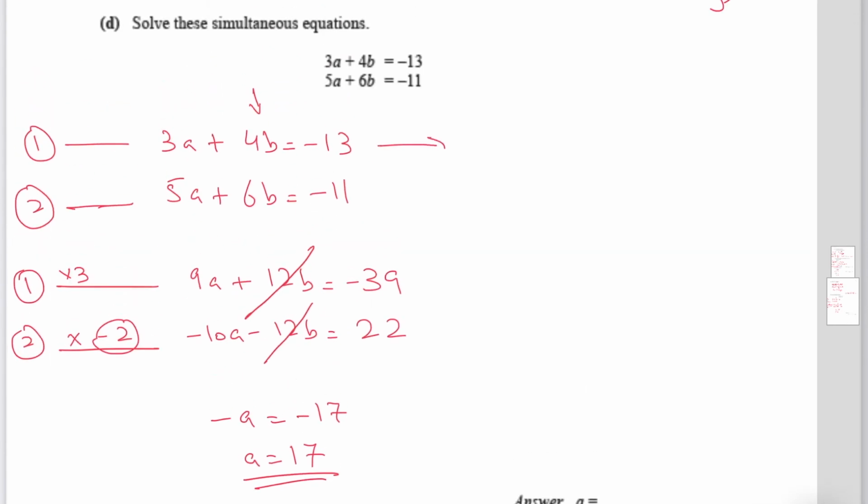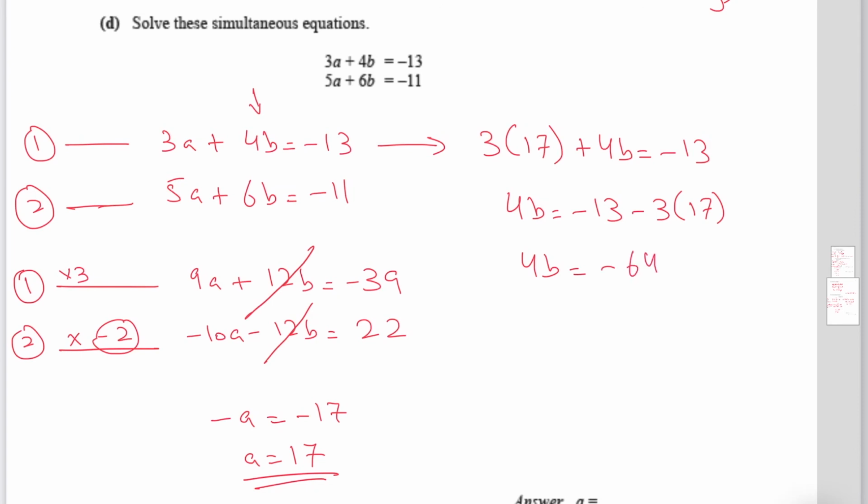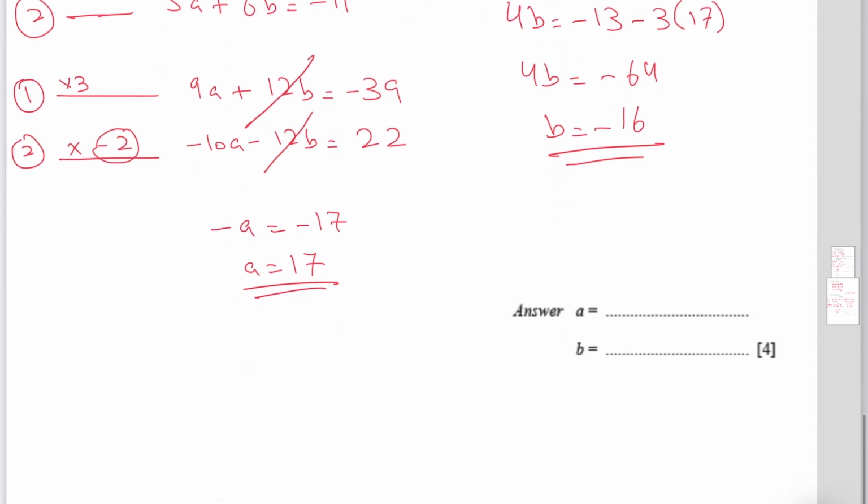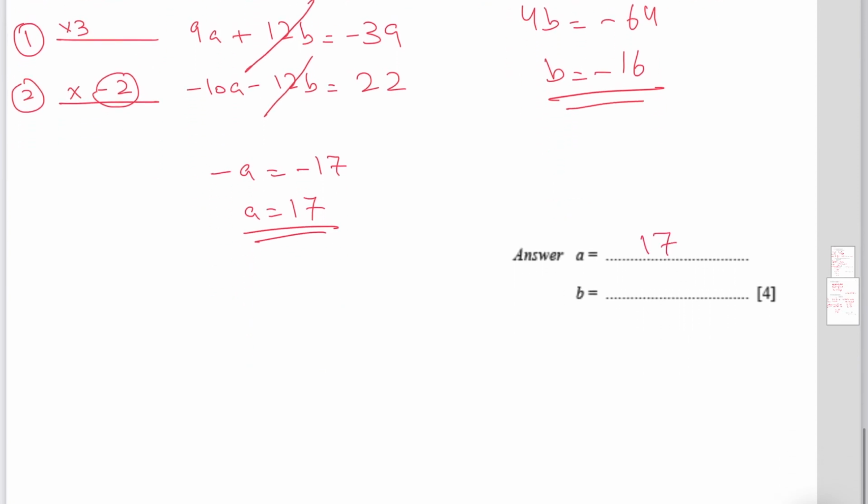Let's put the value of a in this equation. So 3 times 17 plus 4b is equal to negative 13. So 4b is equal to negative 13 minus 3 times 17. Let's plug this in: negative 13 minus 3 times 17. This gives us negative 64. So b is equal to negative 16. That's our second value. So we write them over here. a is 17 and b is negative 16. And we're done with the question.